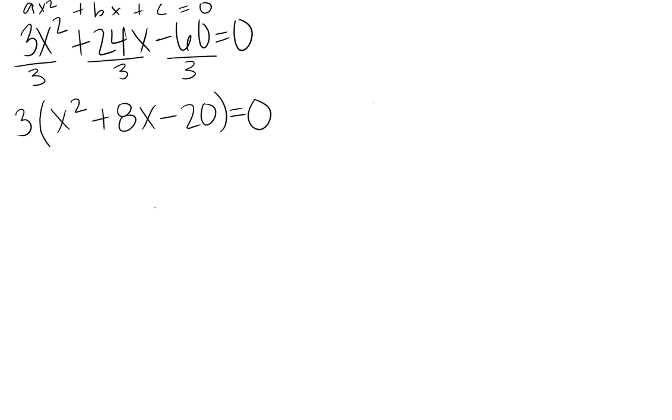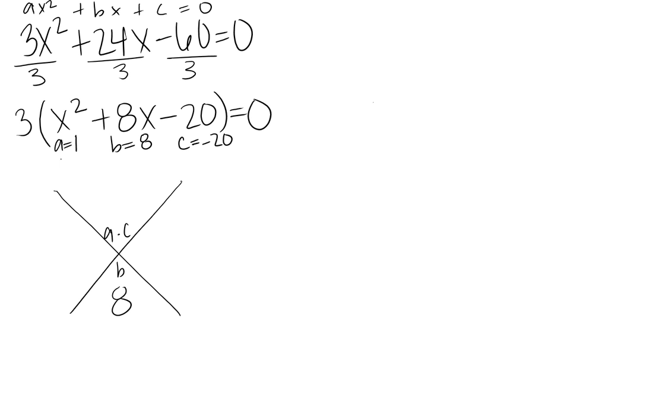All right, so now we can treat it like the other problems. We just have to be careful what's A, what's B, what's C. So A now has changed to have a value of 1, B is equal to 8, and C is equal to negative 20. So in our X, we always put A times C up top and then B in the bottom. So 8 would be down here, and then 1 times negative 20 would just be negative 20.